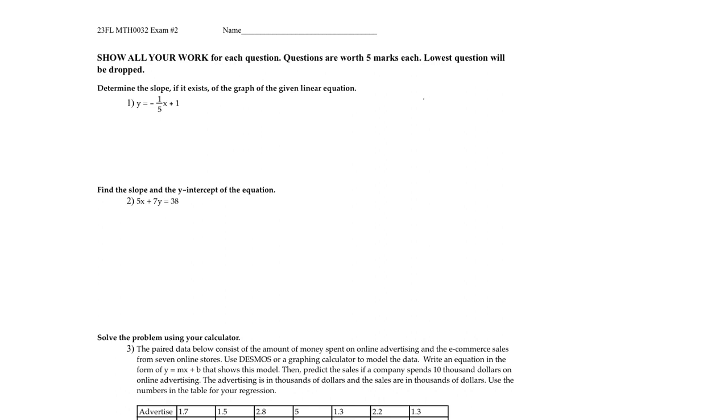All right, here I'm just going through some of the questions from an old exam. Okay, first one says determine the slope of the graph of this linear function. So this is the equation of any linear function, and the thing in front of the x, or the negative 1/5, is the slope. Okay, done.